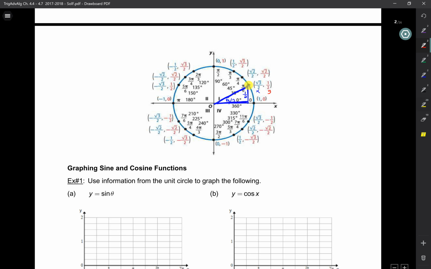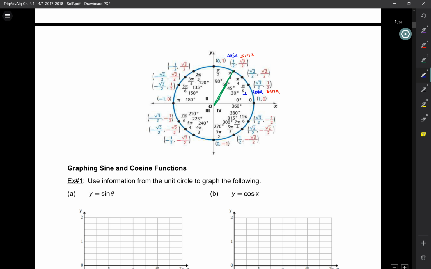Root 3 over 2. So rather than saying x and y, we could also say the first coordinate is the cosine and the second coordinate is the sine. Right? So now, if I'm at, let's say, 60 degrees here, how much is the y value there? Root 3 over 2. So that's the sine of 60. And how much is the x value? So that's the cosine of it.